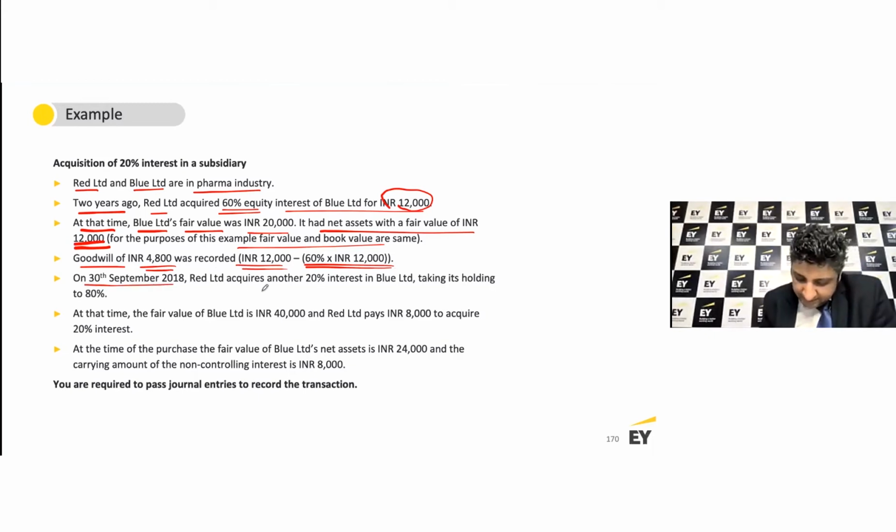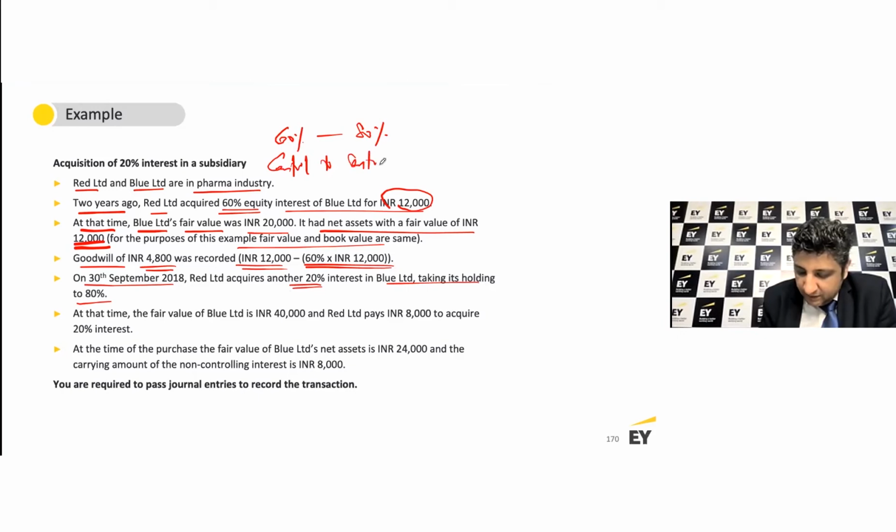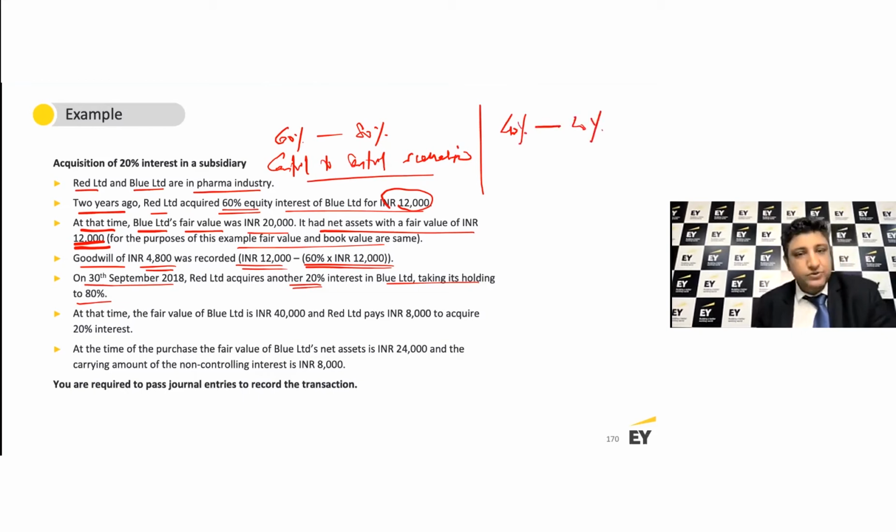On 30th September 18, Red Limited acquired another 20% stake, taking its holding to 80%. So you're moving from a 60% to 80%. That is a control to control scenario, right? The simple question is your NCI, which was 40%, is now reduced to 20%. That's simply gone by half. That is what you want to remember.